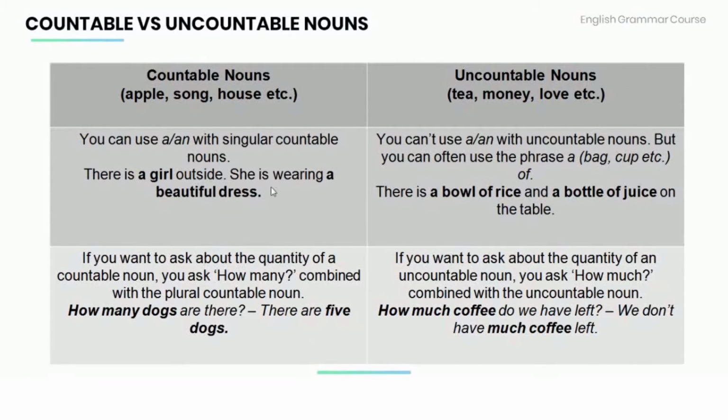Now, if you want to ask about the quantity of a countable noun, you ask how many combined with the plural countable noun. Have a look at the example below. How many dogs are there? There are 5 dogs. And if you want to ask about the quantity of an uncountable noun, you ask how much combined with the uncountable noun. Have a look at the example below. How much coffee do we have left? We don't have much coffee left.